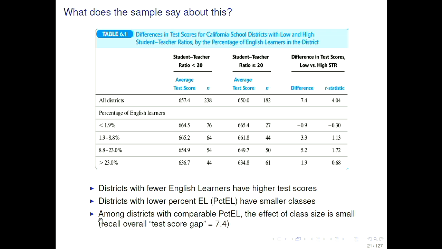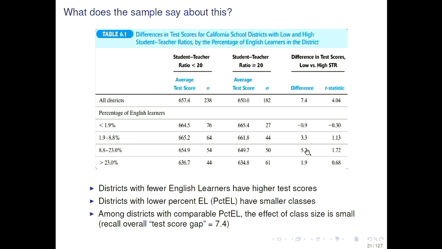And look at the last bullet point. Among districts with comparable percentage of English learners, which means we are supposed to look at each one of these rows, each one of these categories that are categorized by the percentage of English learners, the effect of class size is small, which means compared to this aggregated effect, the effect that ignores this additional variable. So the effect of class size for the first category is even negative, although this is statistically insignificant.